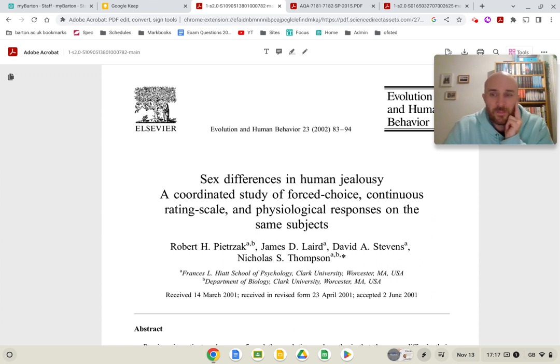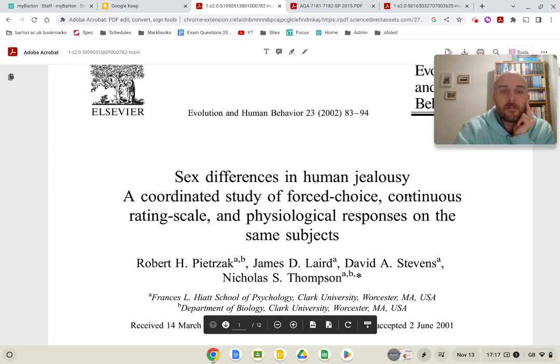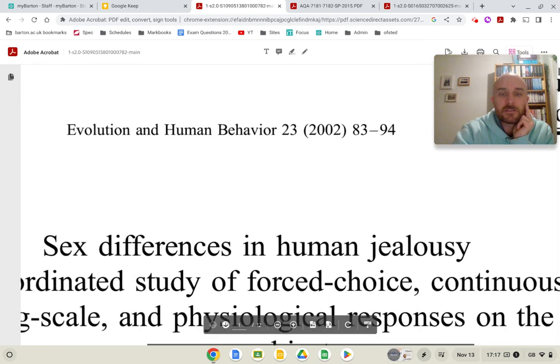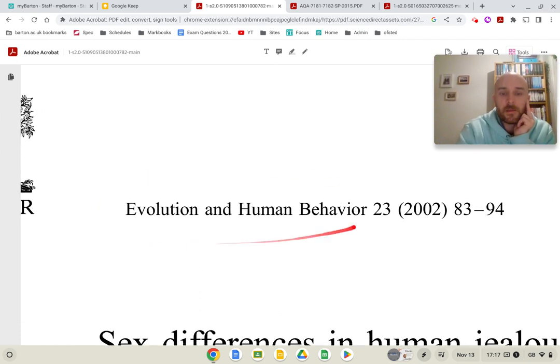It's just looking at whether male or females are more jealous. But there's a couple of things I want you to make a note of, please. Now, firstly, if I zoom in just here, this right here at the top is the journal that this particular article was published in.